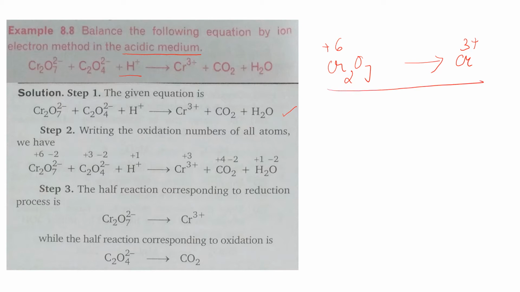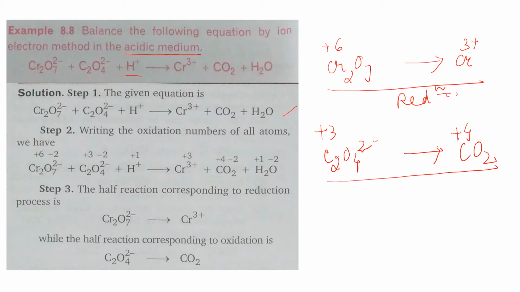So this is undergoing reduction, and you can see that in C2O4 2 minus, carbon is plus 3, it is going to CO2, that is plus 4. That is, there is an increase in the oxidation number. So carbon is undergoing oxidation.